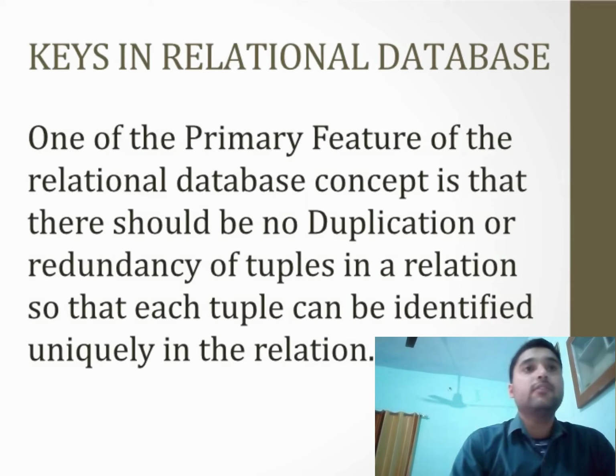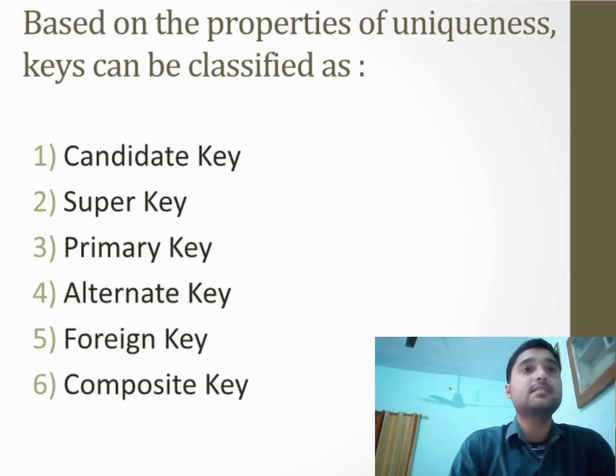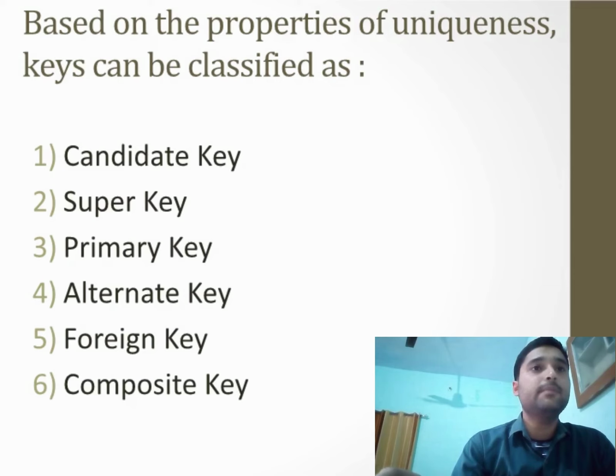Okay, so first of all I will name all the keys available in the database. Based on the properties of uniqueness, keys can be classified as candidate key, super key, primary key, alternate key, foreign key, and the last one is composite key. We will discuss only the first key, which is the candidate key.